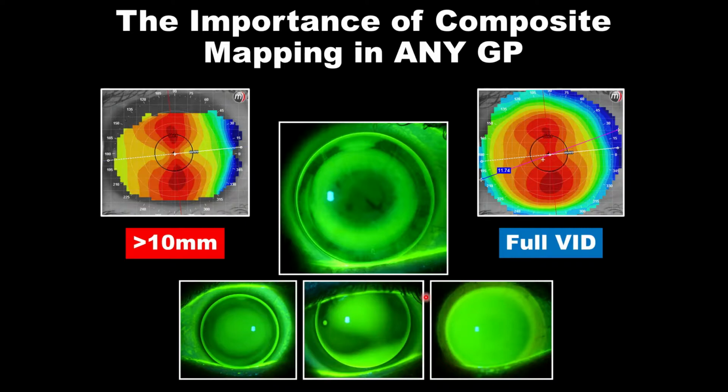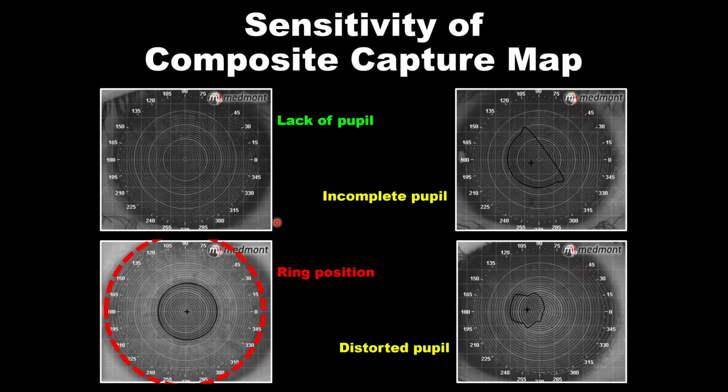And this type of mapping becomes important not just in Ortho-K, but in your corneal GPs, or multifocal GPs, or keratoconic lens fitting, and of course in our scleral lens fitting. So when you can achieve a composite capture, try to, because it will just give you more data. The Medmont Composite Eye Feature uses a very complex algorithm to bring multiple topographies together.